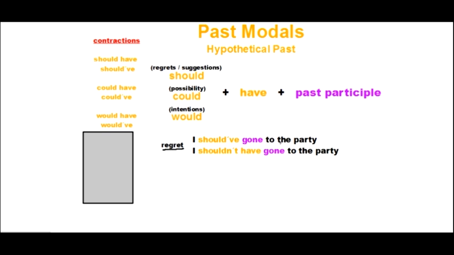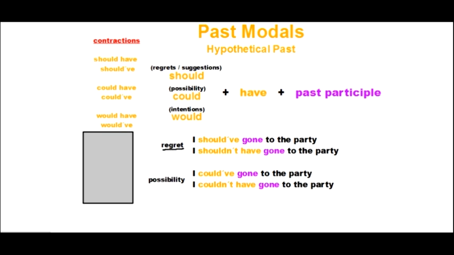Or maybe I did go to the party, but it was a bad idea for some reason, so I can use a negative. For example, I shouldn't have gone to the party. Again, this is the negative with the modal shouldn't, have for the auxiliary verb, and gone for the past participle, right? So should for the regrets.